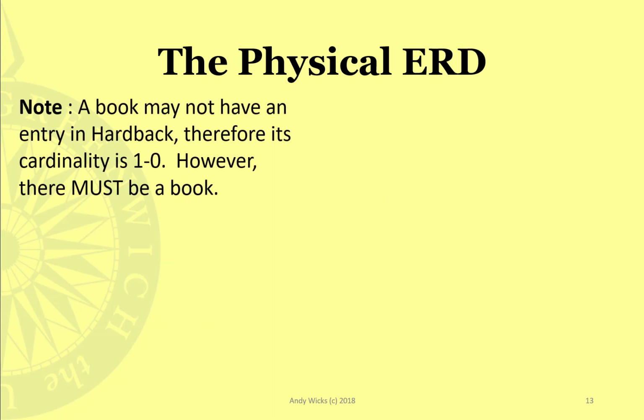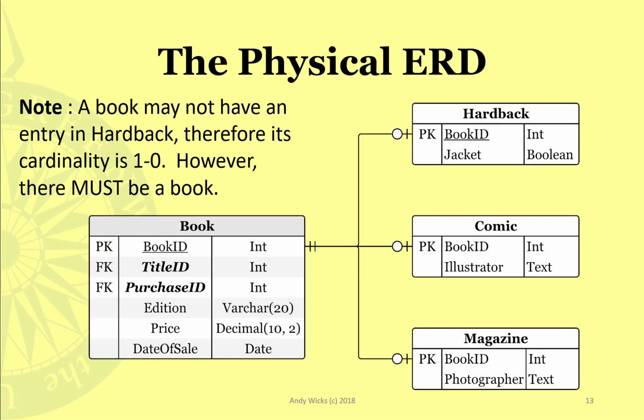In the physical ERD, a book may not have an entry in hardback, therefore its cardinality is one book, possibly 0 hardback entries. However, there must be a book for there to be a hardback entry. So you couldn't have an entry in hardback without there being a book for it. In this case, therefore, we get something like this. We get book being compulsory, mandatory, and the other 3 being optional. There may not be an entry in hardback or in comic or in magazine for a particular book.